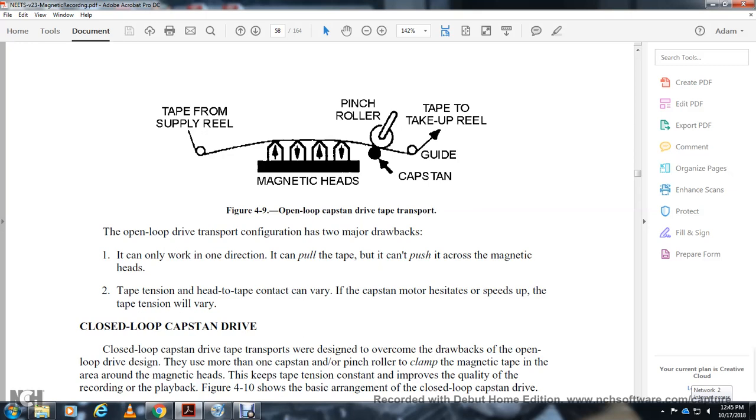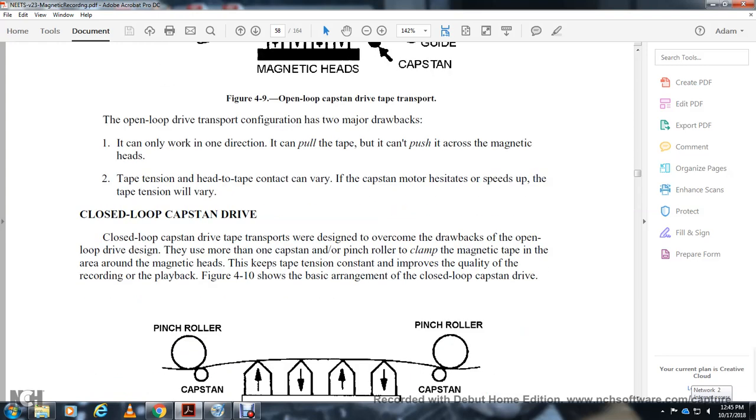Motor head state speed up, and the tape tension will vary. Closed loop capstan drive. The closed loop capstan drive transport is designed to overcome the drawbacks of the open loop drive. It moves the magnetic tape with one capstan and pinch roller, clamping the tape around the magnetic head to keep the tension constant and improve the quality of recording and playback. Figure 4 shows the basic arrangement of the closed capstan drive.